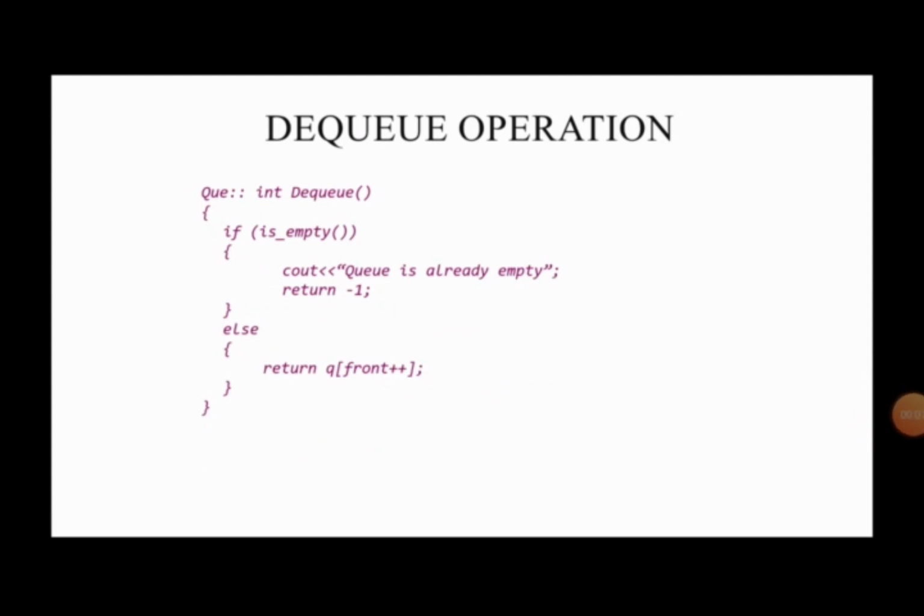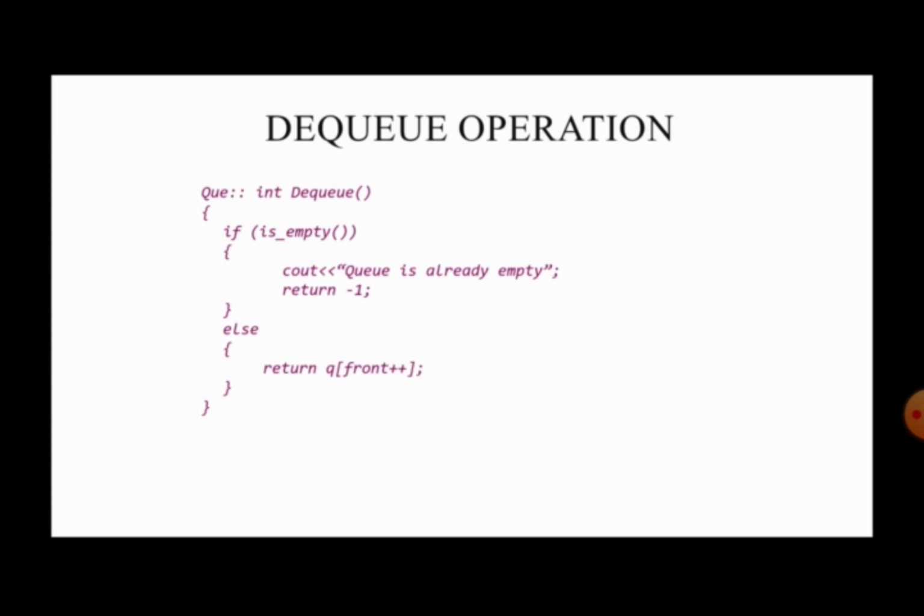Now to explain the process of DQ, first of all we will relate this with a real world example. If I ask you to give me a glass of water, then first of all you will check whether there is water in the jug or it is empty. So to relate this example with the implementation, first of all class name, then scope resolution operator, then DQ method which returns an integer type value, as the queue is holding integer type elements.